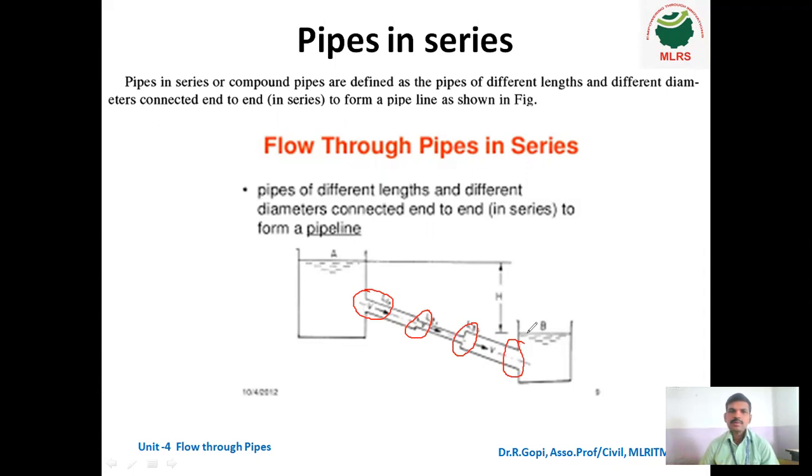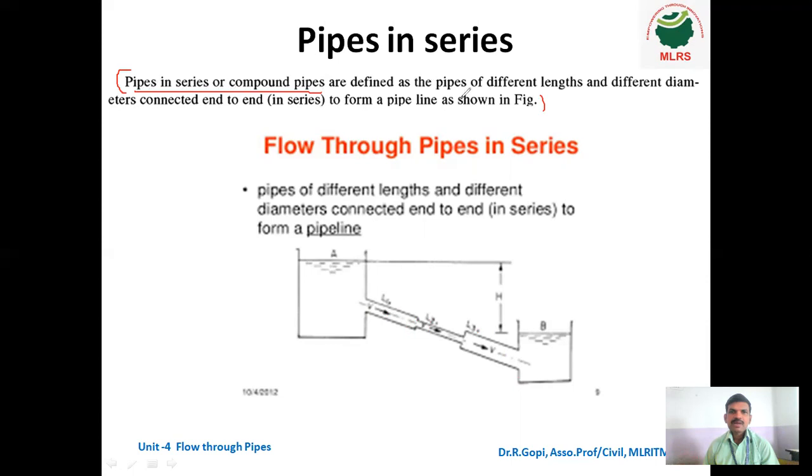This is only an example problem. There can be anywhere from 7 up to 10 different diameters, based on the situation, connected in series. Let us see the definition of pipes in series. Pipes in series are also called compound pipes, so both have the same meaning. Please remember that another name for pipes in series is compound pipes.